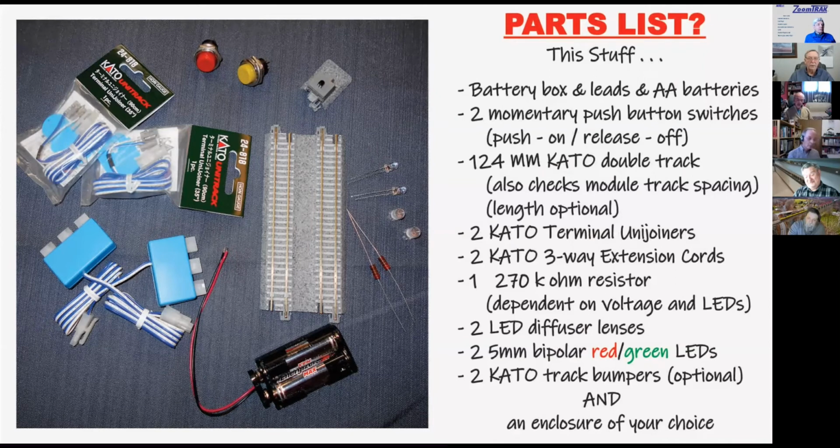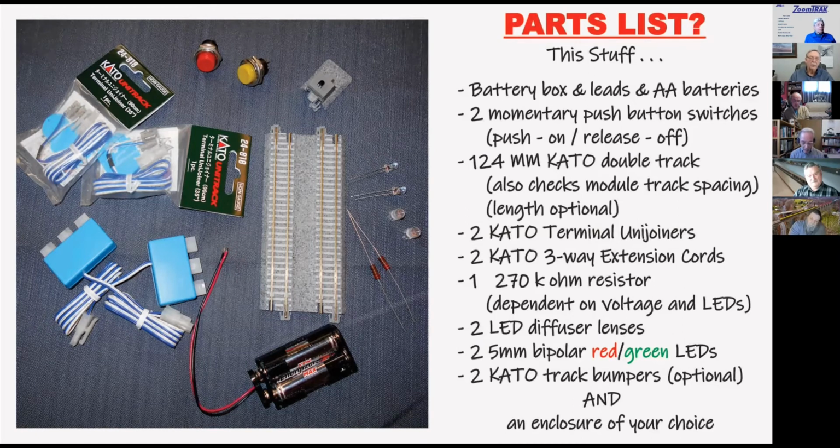So, the parts list consists of 2 momentary push button switches. Those are switches where you push them to turn them on, and you just take your finger off the button and they go back off. A piece of 124mm cathode double track, and it also checks the module track spacing. Now, the length of that piece of track is optional depending on what you build.